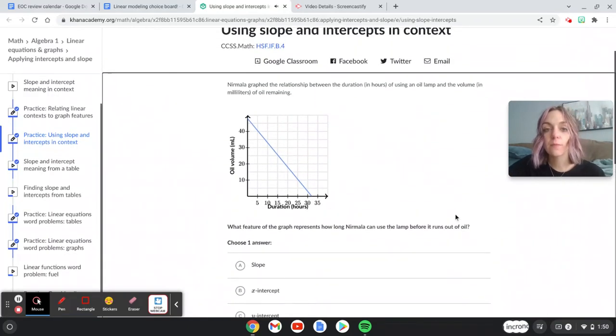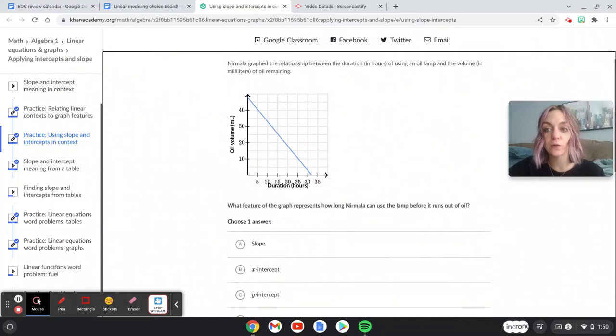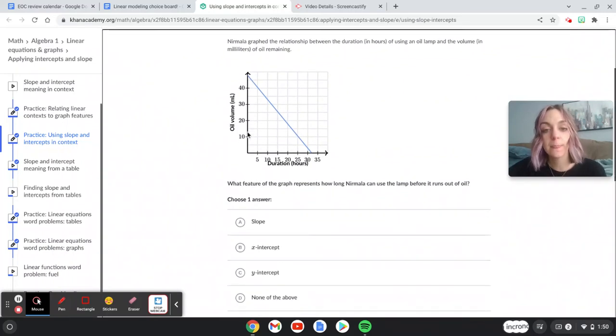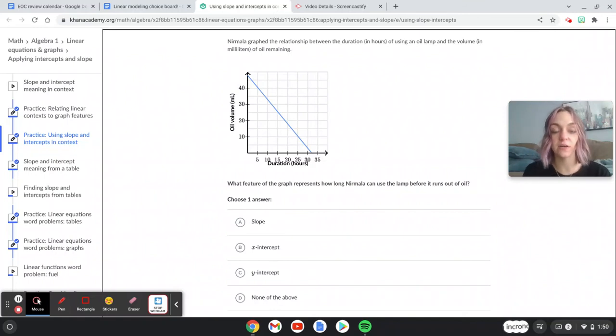All right, next problem here. We have a person who graphed the relationship between the duration in hours of using an oil lamp and the volume in milliliters of oil remaining. So it's kind of like a candle where it's burning. You're losing oil as time goes on. Which feature of the graph represents how long the person can use the lamp before it runs out of oil? So we're trying to think, when is the oil volume going to be 0?